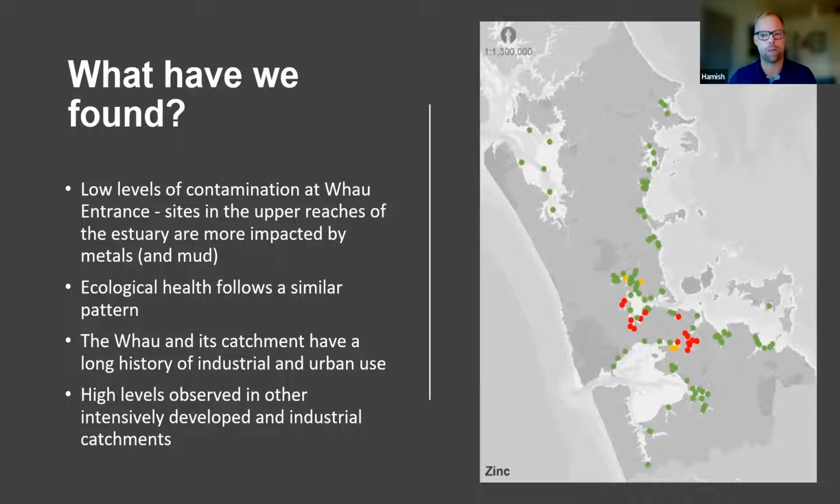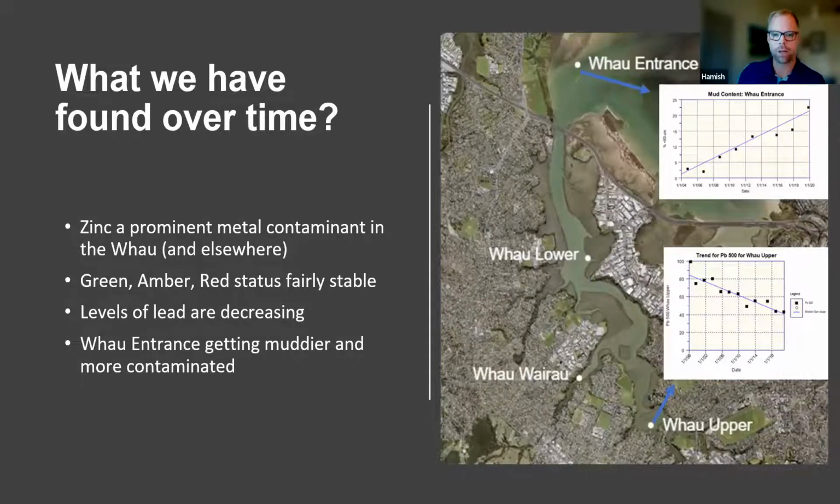What about over time, and have things changed in the Whau over the years? Next slide, please. So sites in the Whau have shown pretty elevated levels of at least one metal, and most commonly this has been zinc, right since the start of monitoring back in 1998. And overall, the changes in metal contaminant status, so whether a site's been green, amber, or red, have stayed relatively stable. We don't really see sites jumping from green to red or vice versa. As I mentioned, these changes in contaminant concentrations occur pretty slowly over time.